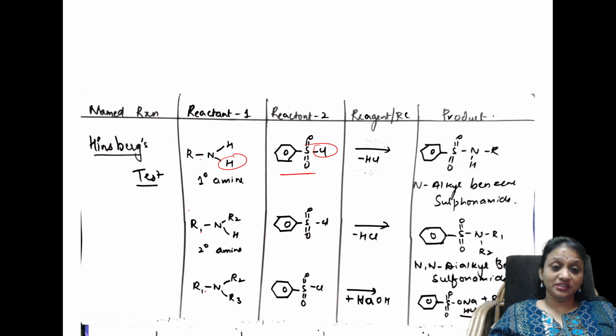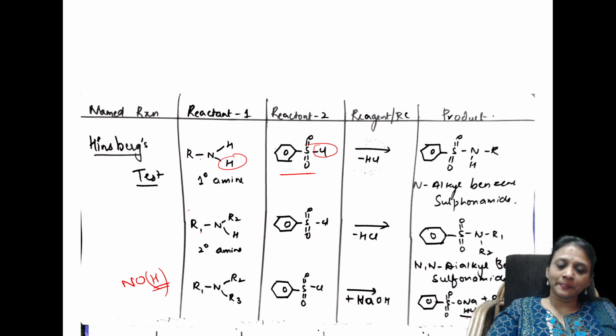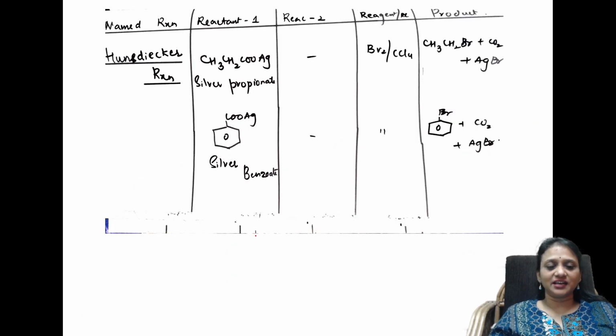But when it comes to tertiary, there is no hydrogen. No hydrogen. So what does it do? This tertiary, when it combines with sodium hydroxide, forms this compound, which further reacts with your tertiary amine and forms a particular salt. Right, students? Understood? Right.